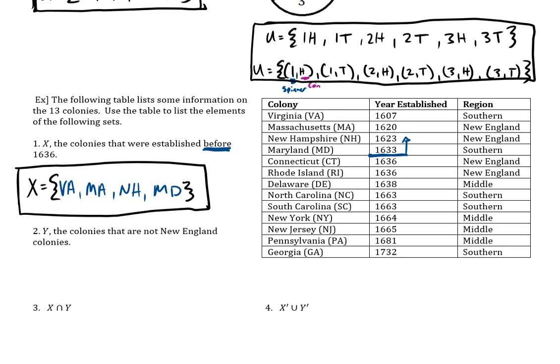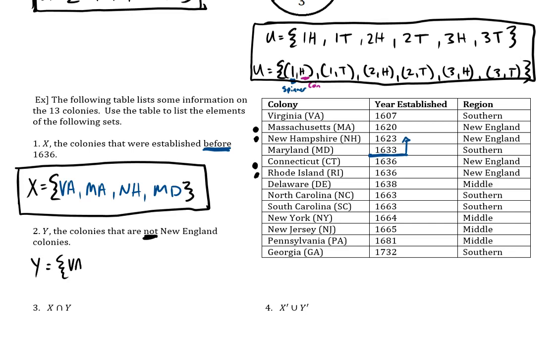Okay, for number 2 here, it wants us to find the set Y. Actually, that kind of looks like it's lowercase. Let me make sure that it's an uppercase Y. The colonies that are not New England colonies. So, not New England colonies. Okay, so I've got 4 New England colonies. Let me go ahead and just put dots on them so I can see them a little bit. So these 4 are the New England colonies, which means all the other colonies are not New England colonies.